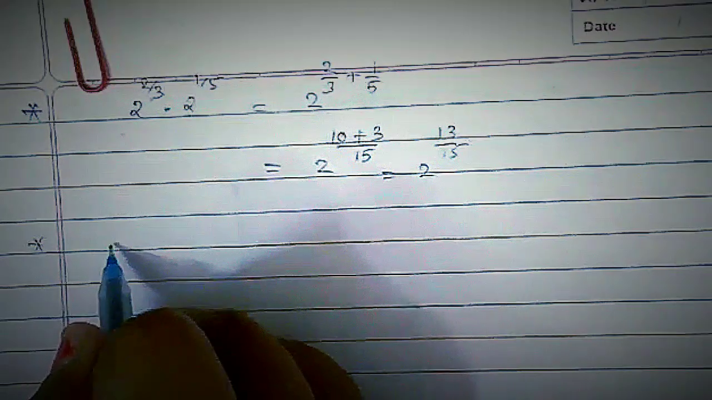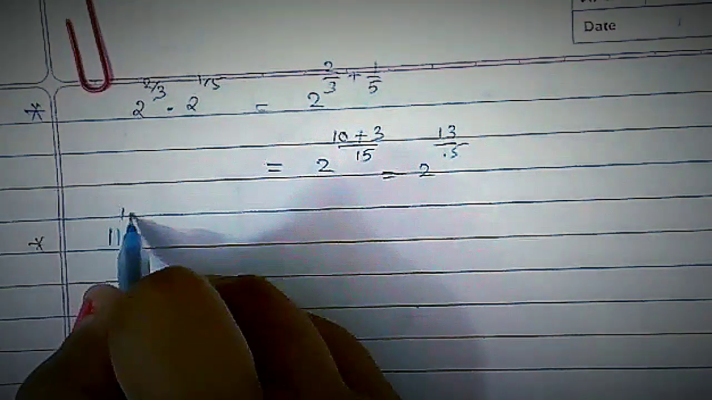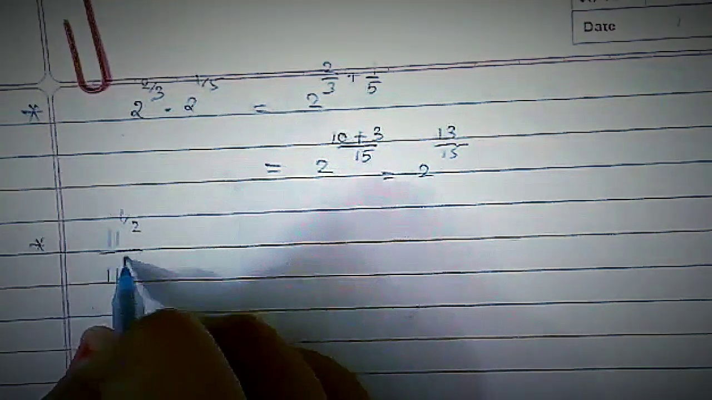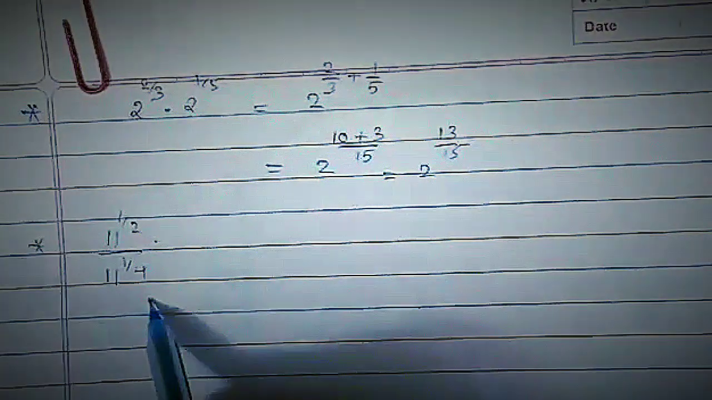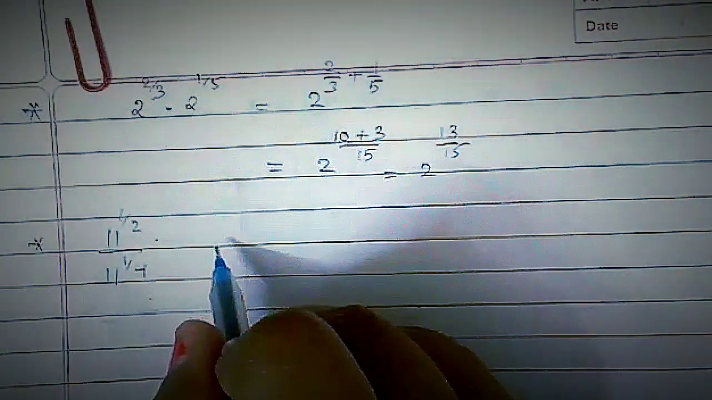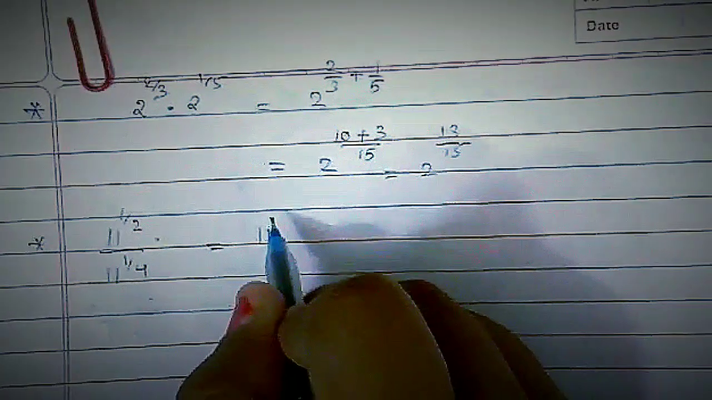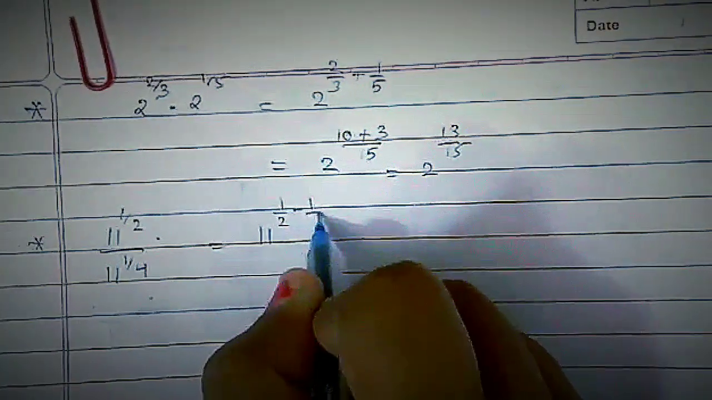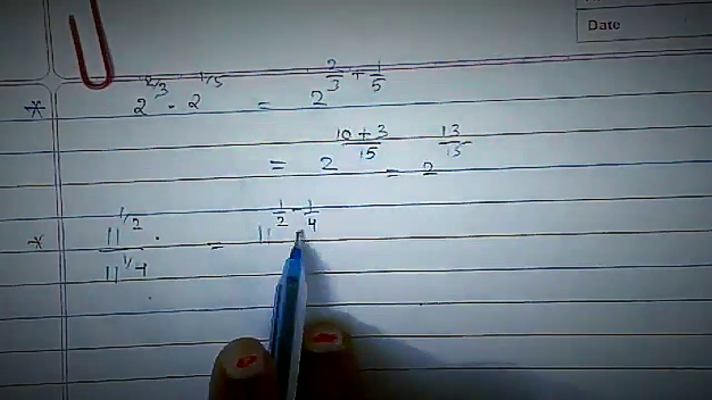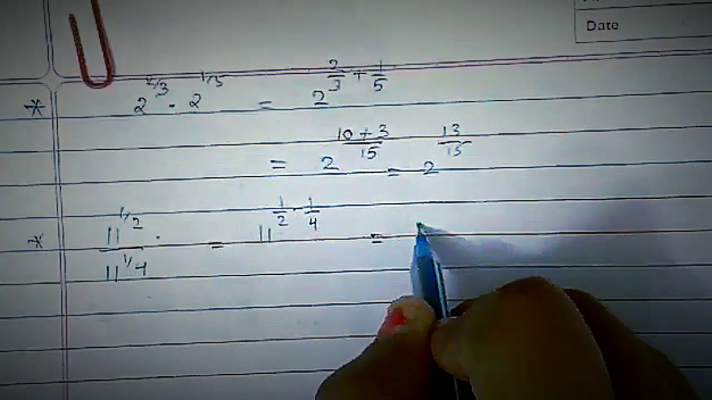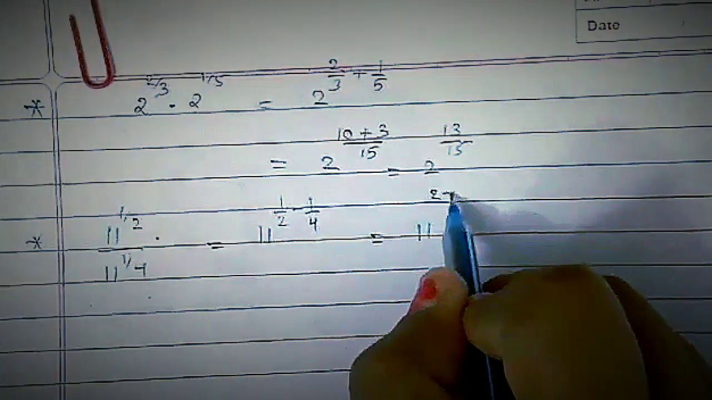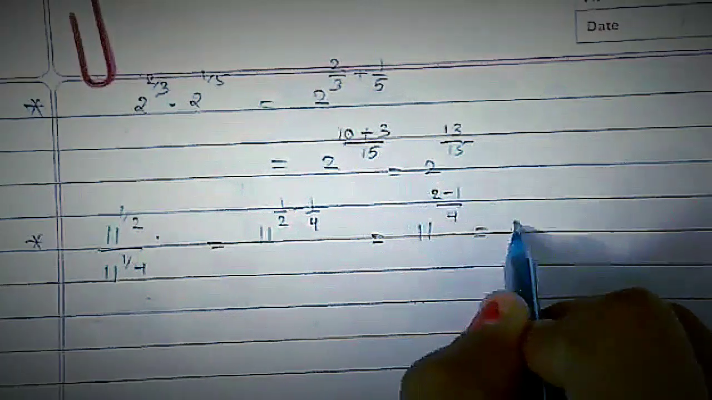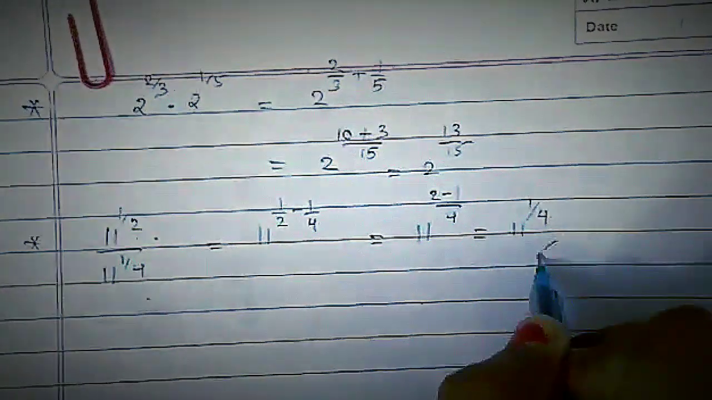Same way, let us do one more. 11 raised to 1 upon 2 divided by 11 raised to 1 upon 4. When you have division, the powers will be subtracted. So it will be 11 raised to 1 upon 2 minus 1 upon 4. Again, by taking LCM, we will be getting 11 raised to 2 minus 1 whole by 4. The answer is 11 raised to 1 upon 4.